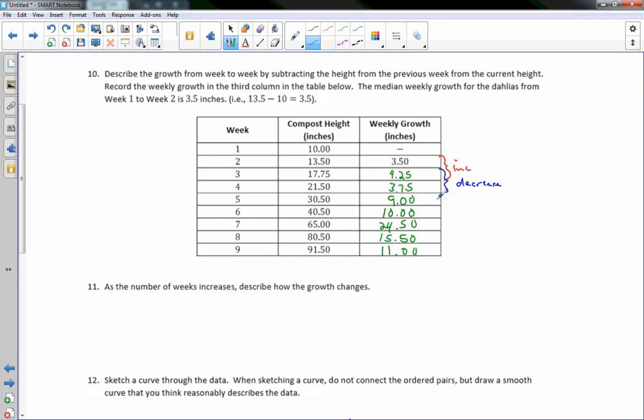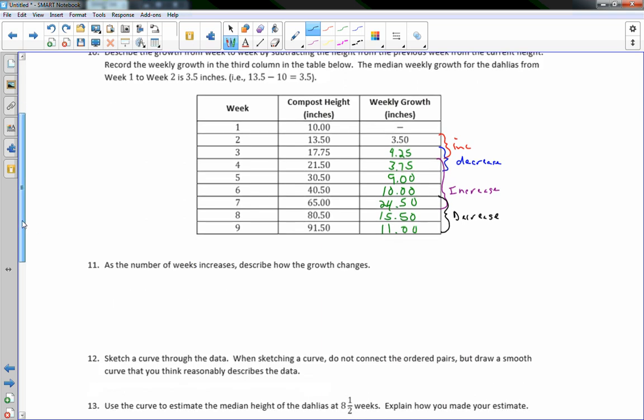But then, from 3.75, it increased 9, 10, 24 to there. That was an increase. All right, and then from 24 down to 15.5 down to 11 is also a decrease. So it increased, then decreased, then increased, then decreased. So the growth is fluctuating.